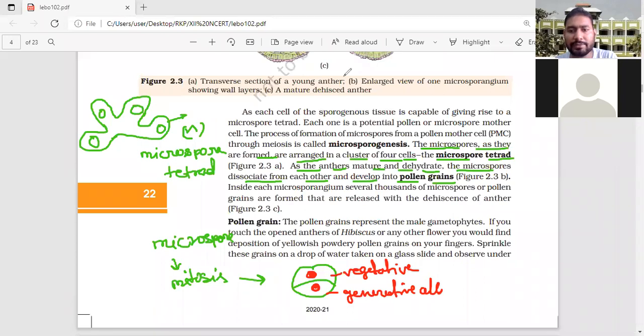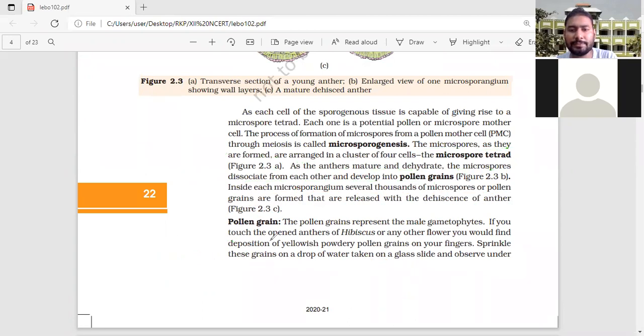Now read it. Inside each microsporangium, several thousands of microspores or pollen grains are formed that are released with the dehiscence of anther. Now, the pollen grain represents the male gametophyte. Very, very important. This is for MCQs, PYQs.